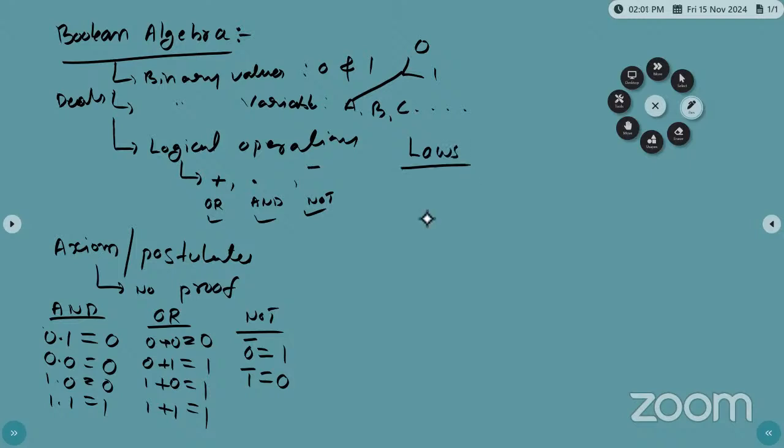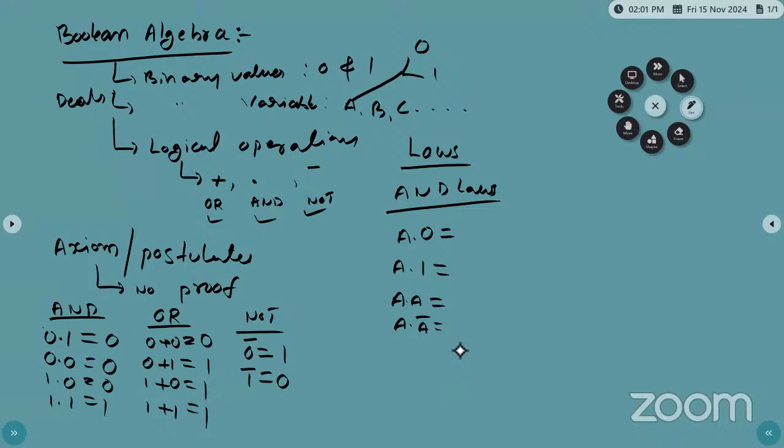First one, undo laws. What is undo law? Now we can take the one variable: a dot 0, a dot 1, a dot a, a dot a bar. A is the variable. For that a, you can assign either 0 or 1.